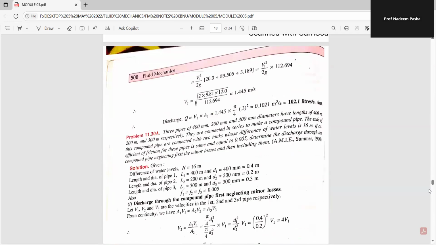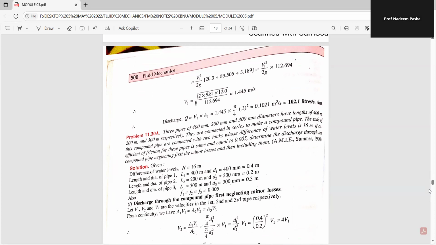So V1 comes out to be 1.407 meter per second. Using this, the discharge is nothing but area into velocity, A1 into V1, so it comes out to be 99.45 liters per second. And if you neglect the minor losses, H is equal to this equation. If you substitute, V1 finally comes out to be 1.445 meter per second. So the discharge Q is equal to V1 into A1, that is 1.445 into pi by 4 into 0.3 square. It comes out to be 0.1021 meter cube per second. So finally, the discharge Q is equal to 102.1 liters per second.